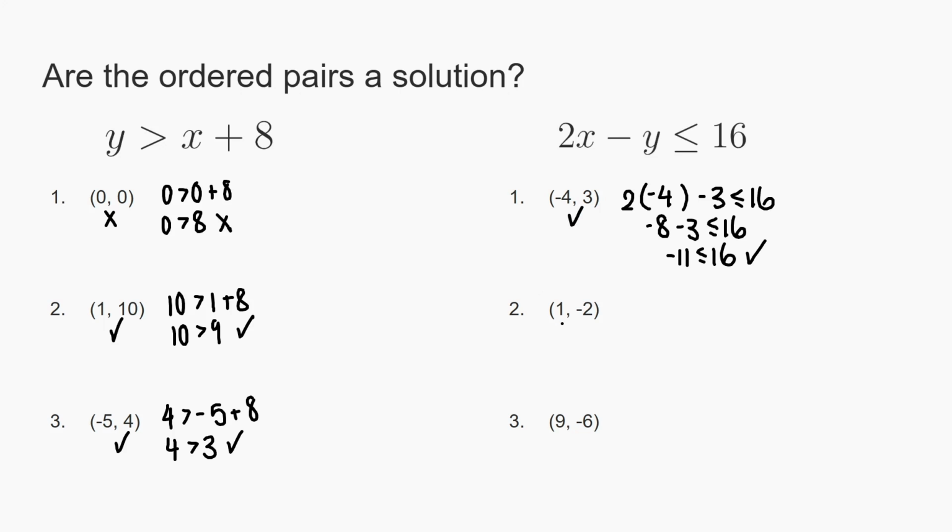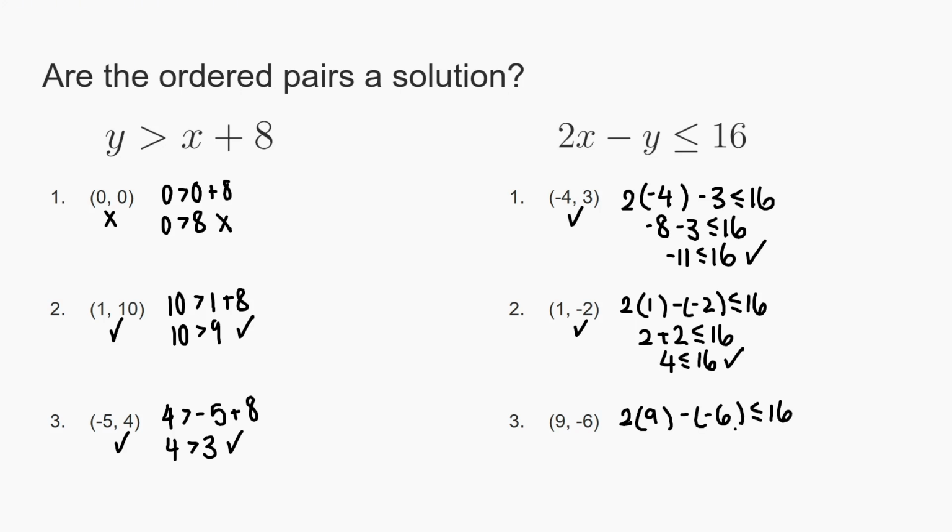What about this one? 1 comma negative 2. 2 times 1 minus negative 2 less than or equal to 16. So 2 plus 2 is 4, which is less than or equal to 16, is correct. So we know this ordered pair is true as well. What about 9 comma negative 6? Let's plug that in. 2 times 9 minus negative 6 less than or equal to 16. We have 18 plus 6 is 24, which is less than or equal to 16. That's false. So we know 9 comma negative 6 is not a solution.